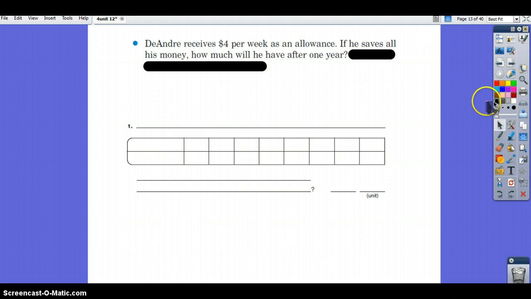DeAndre receives $4 per week as an allowance. If he saves all his money, how much will he have after a year? Well, if he receives $4 in a week, so this would be money or allowance.